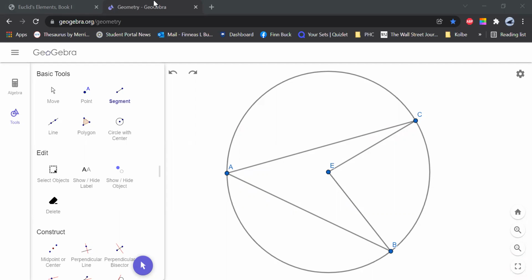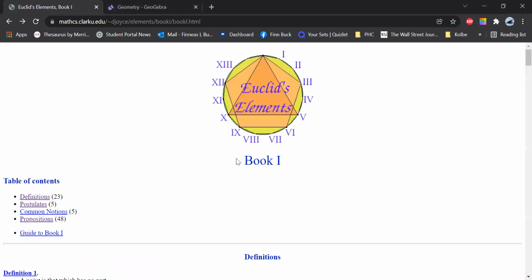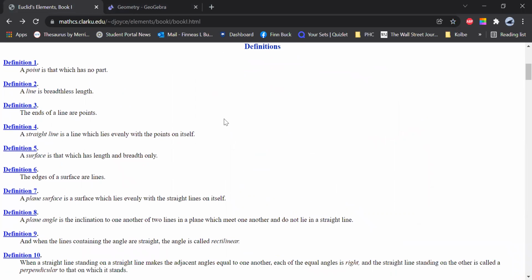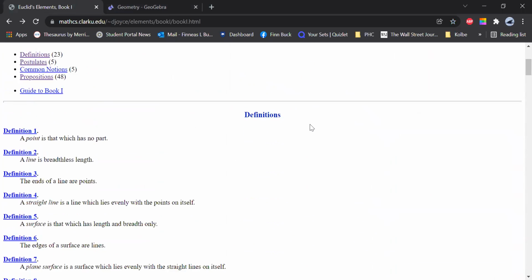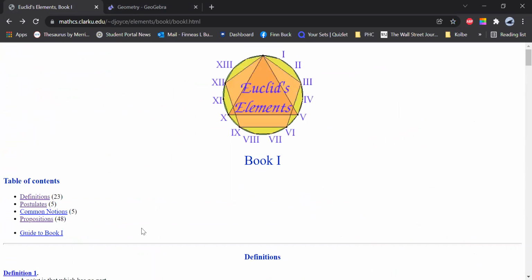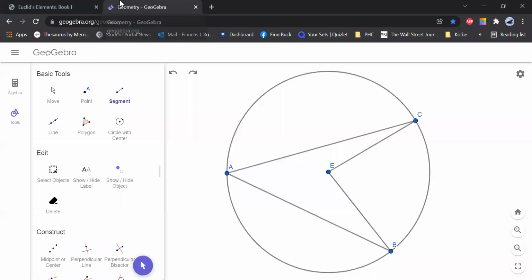First of all, I'm going to be using GeoGebra here with an illustration that I made before. We're going to be using Euclid's Elements here. This is a digital copy, so it can be shared on Zoom. This is the exact same material that you'll find in the Euclid book that we use in class.